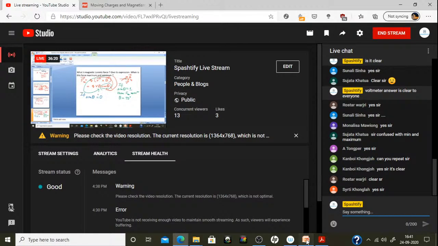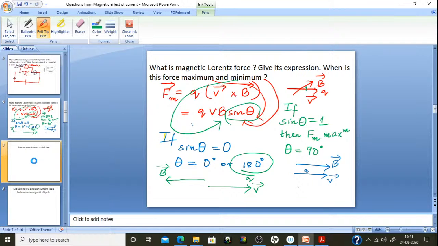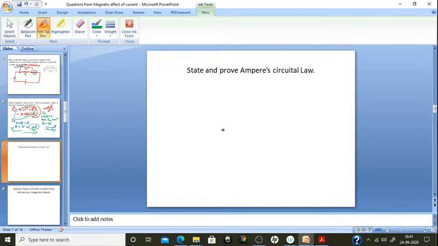Okay, next question. State and prove Ampere circuit law. This one I will not do. This I have already given you the notes on, right? You know Ampere circuit law. Line integral of magnetic field B is equal to mu naught times the current, right?